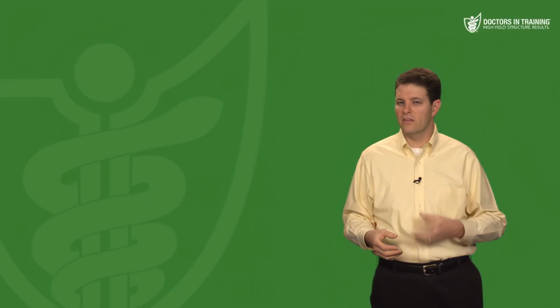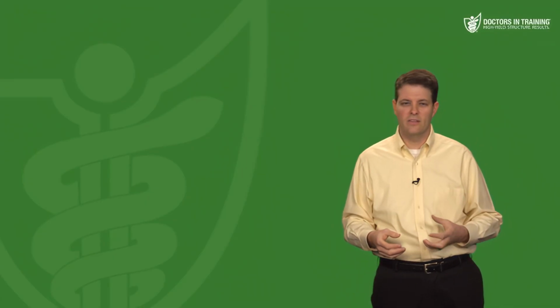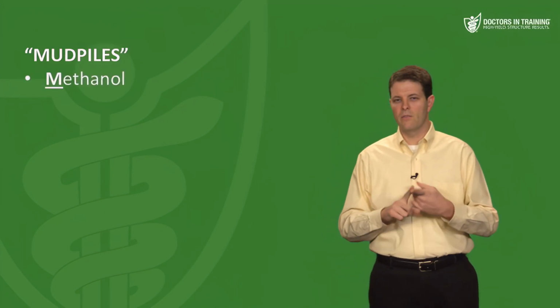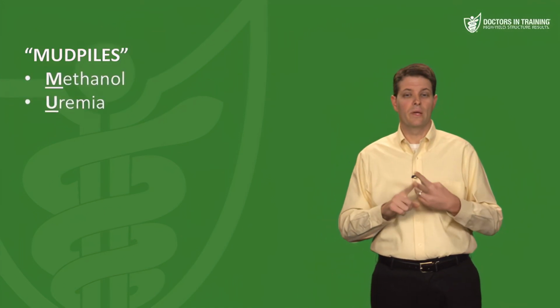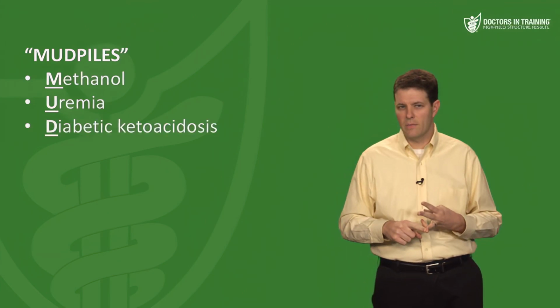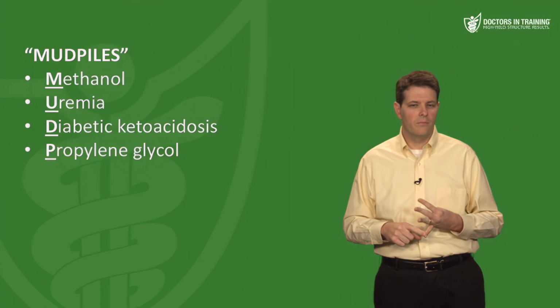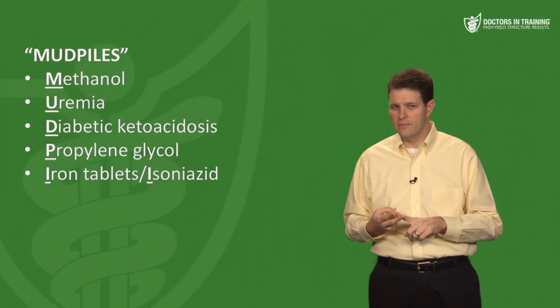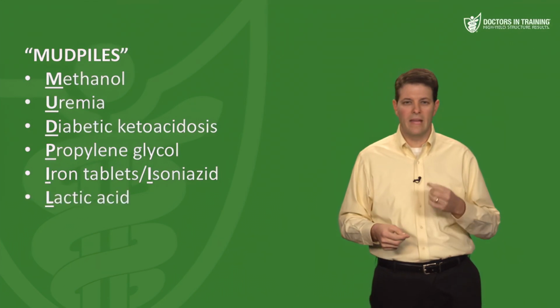And the mnemonic for the causes of high anion gap metabolic acidosis is mud piles. It's definitely important to know. The M in mud piles is for methanol. The U is for uremia or renal failure. The D is for diabetic ketoacidosis. P is for propylene glycol. Then I is for two things, iron tablets and also isoniazid. The L is for lactic acid.